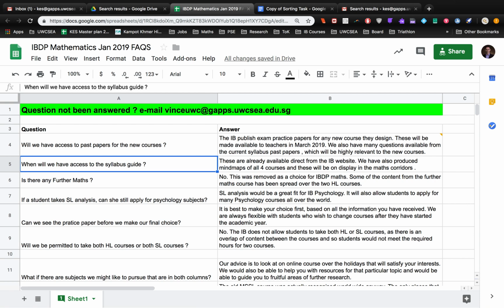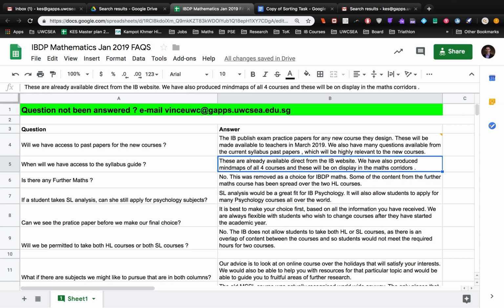When will we have access to the syllabus guide? Actually, they're already available. You can actually get them from the IB website. We'll also make them available on the student OLP. We also have specially commissioned mind maps from the IB. One of our colleagues, Andrew Mollett, actually has hand-drawn some mind maps for all 4 courses, and we are going to put them on display in the maths corridors so students can really engage with what type of maths are on the courses. So that's a fantastic thing for us to have.